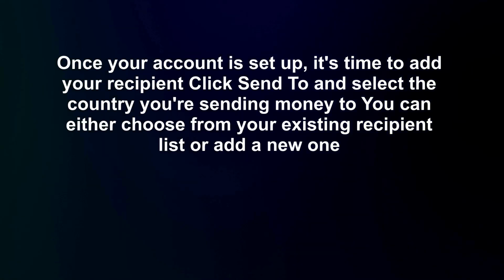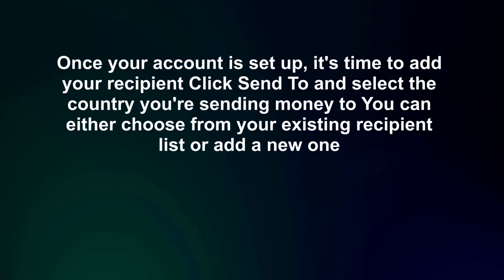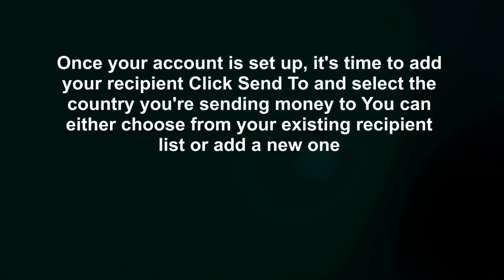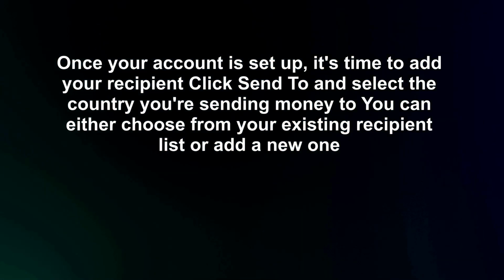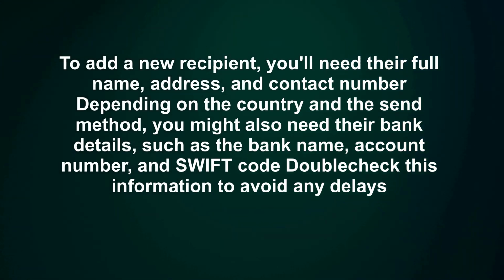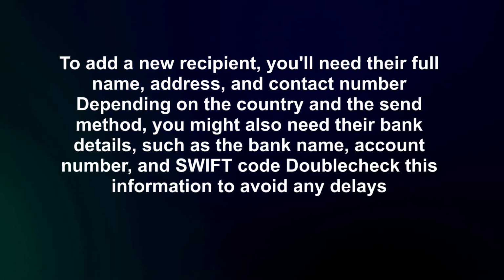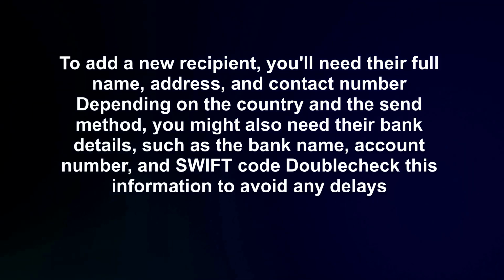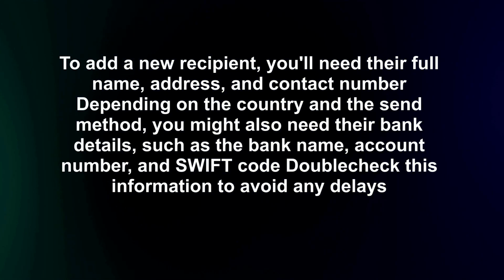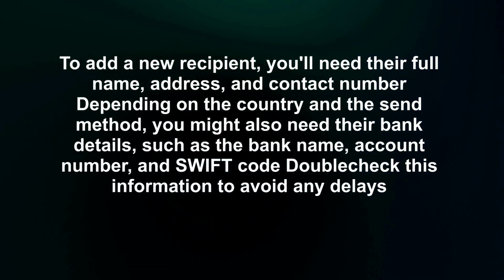Once your account is set up, it's time to add your recipient. Click Send to and select the country you're sending money to. You can either choose from your existing recipient list or add a new one. To add a new recipient, you'll need their full name, address, and contact number depending on the country and the send method. You might also need their bank details, such as the bank name, account number, and SWIFT code. Double-check this information to avoid any delays.